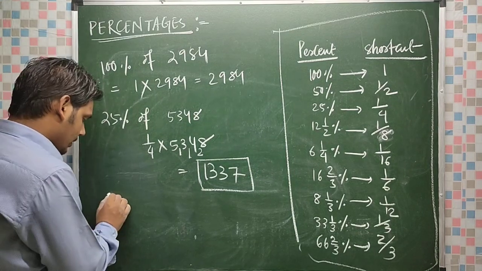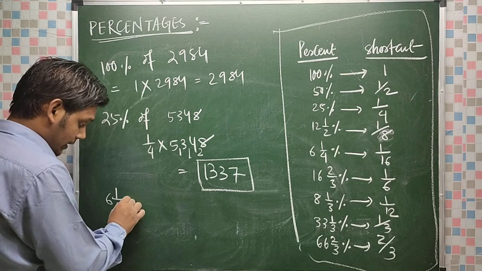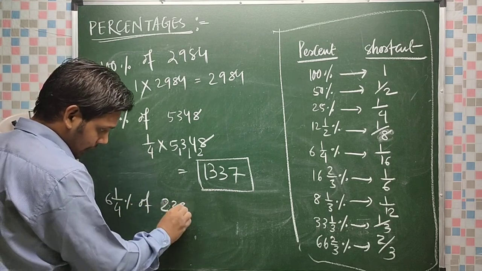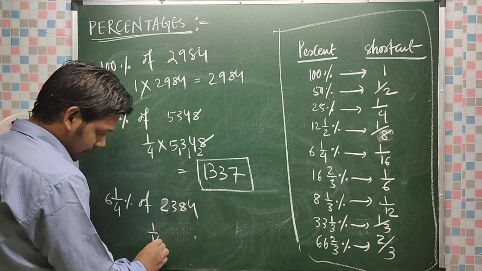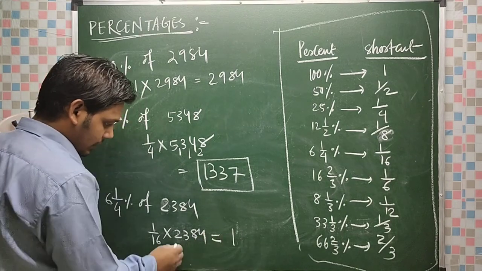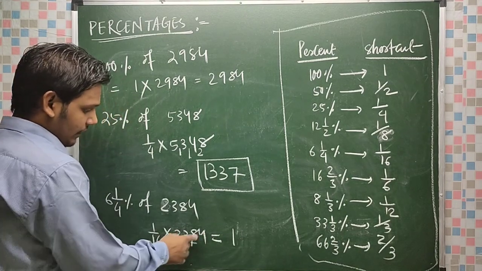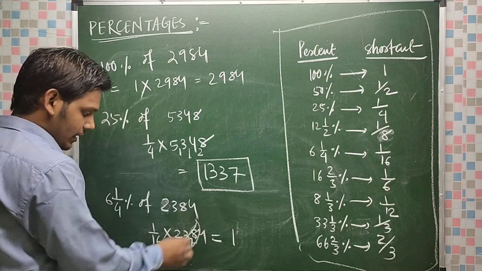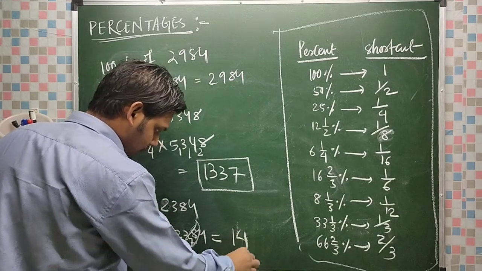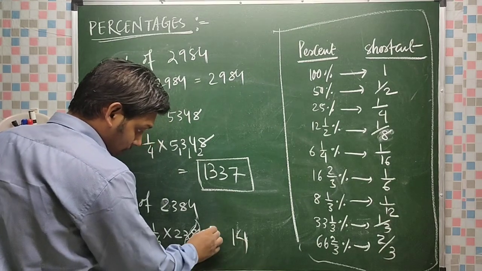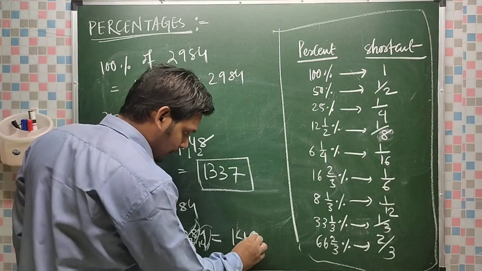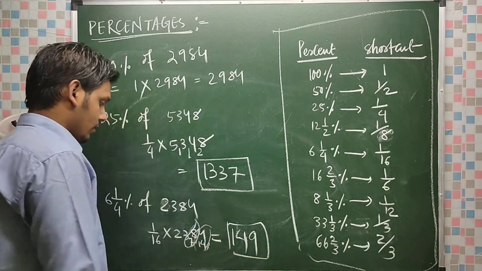6 whole 1 by 4% of 2384. So 1 by 16 into 2384. So 16 1 16. Now 78. 16 4 64. That means 14. So now it is 144. 16 9 144. So 149 is the answer.